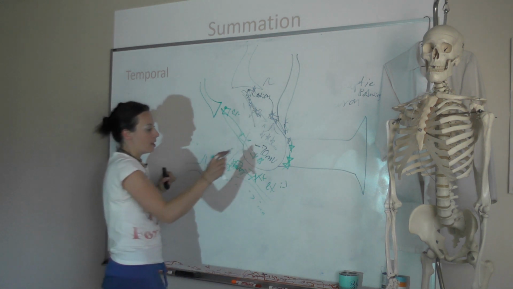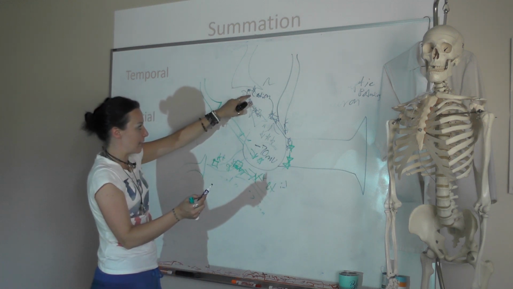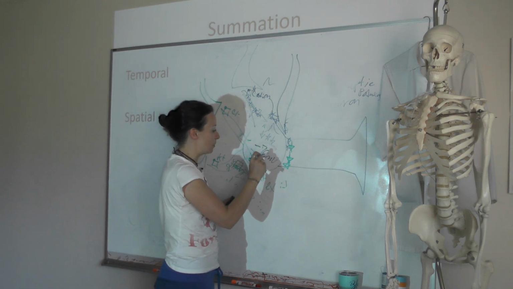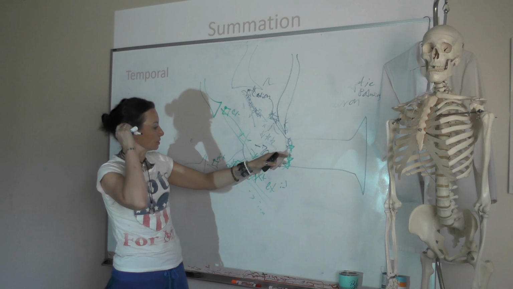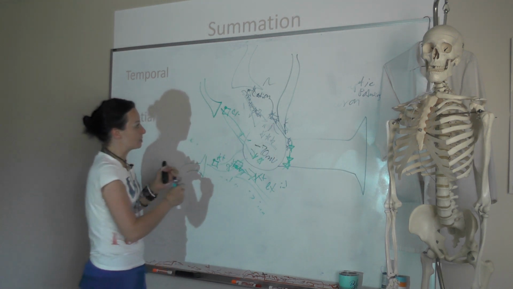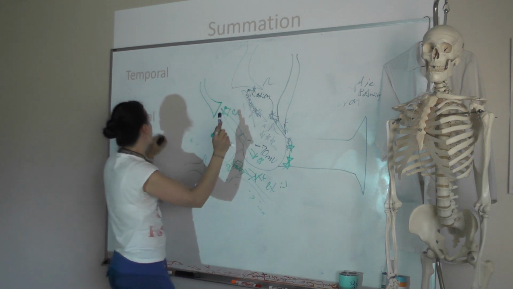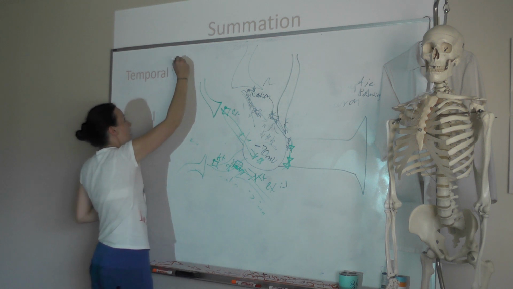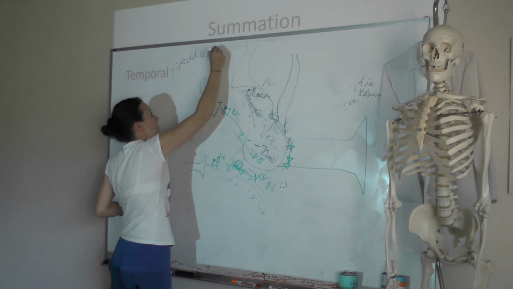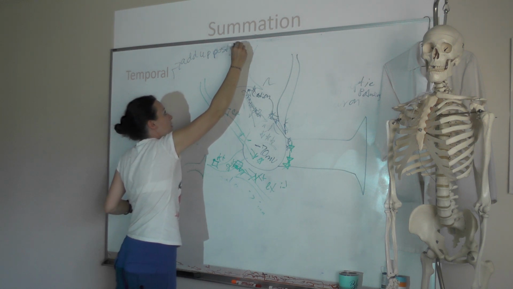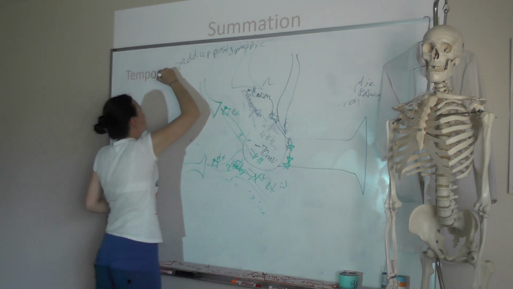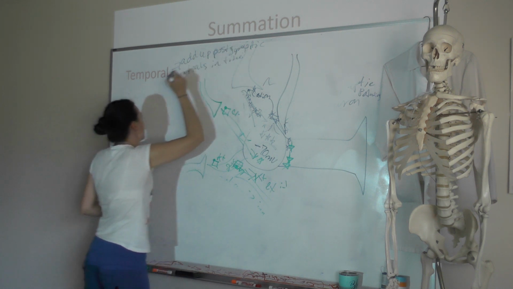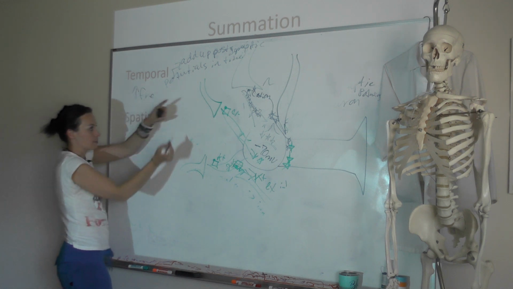If I want to get enough excitatory postsynaptic potentials out of this synapse to overcome the 15 millivolt difference and open up our voltage-gated sodium channels at threshold, then I'm going to have to fire this one, fire this one, fire this one, if I want to do it temporally. So for temporal summation, we add up our postsynaptic potentials in time. And how do I do that?